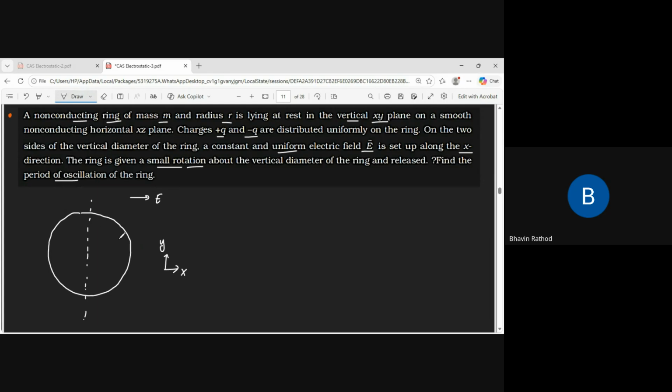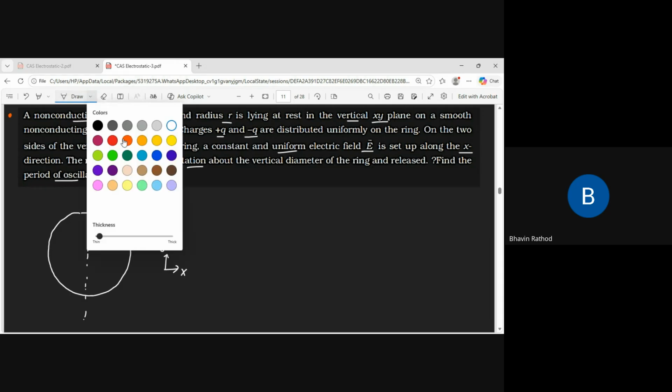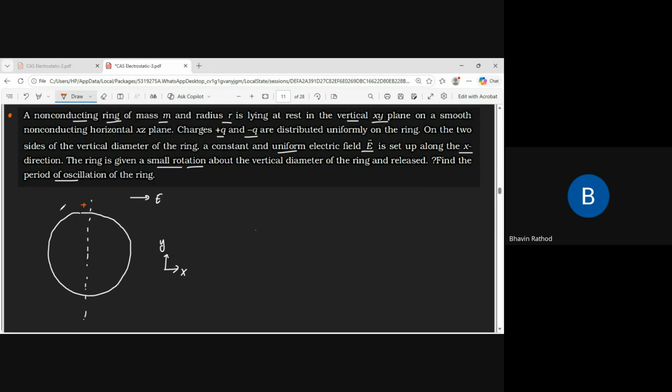Fine. So first, let us think about how the charge will be distributed on the ring. We know that one half of the ring has negative and the other half has positive charge. Now we have two options. One is, let us say I put the positive charge on the left half and the negative charge on the right half, and see what happens. Positive here, negative here, and say this point is A and this point is B. In this case, this is obviously the equilibrium position of the ring.